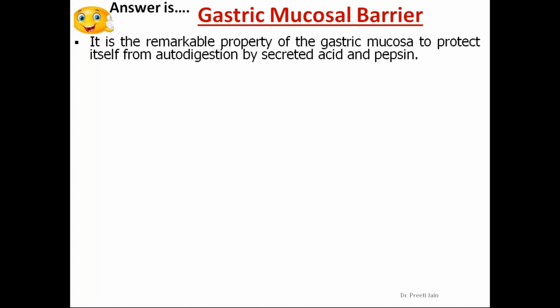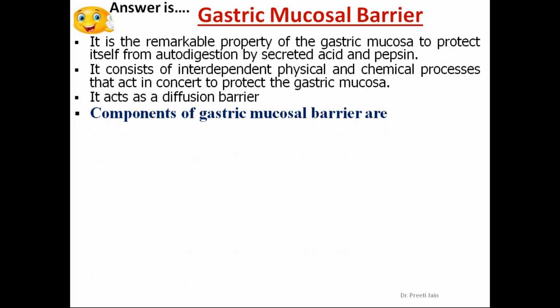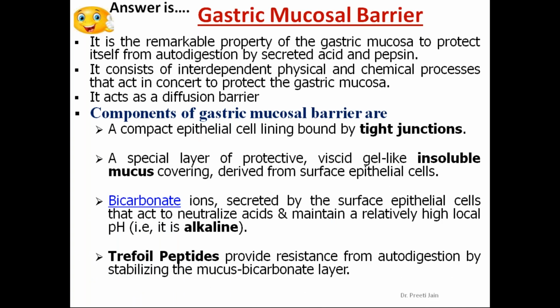So what is a gastric mucosal barrier? It is the property of the gastric mucosa to protect itself from autodigestion by secreted acid and pepsin. It consists of interdependent physical and chemical processes that act in concert to protect the gastric mucosa. It acts as a diffusion barrier, and the components of the gastric mucosal barrier, as it says, consist of interdependent physical and chemical processes.